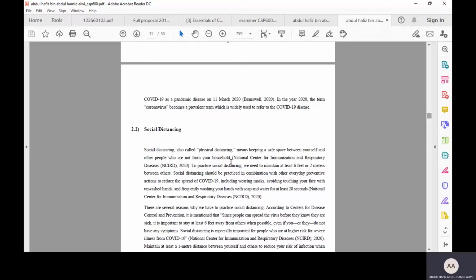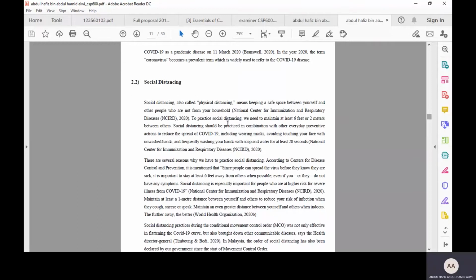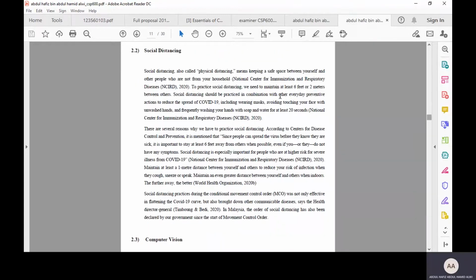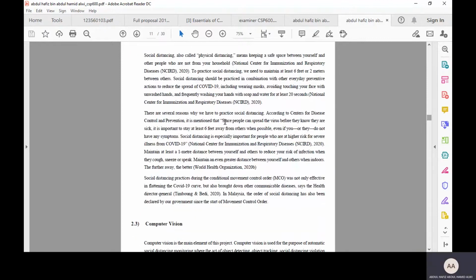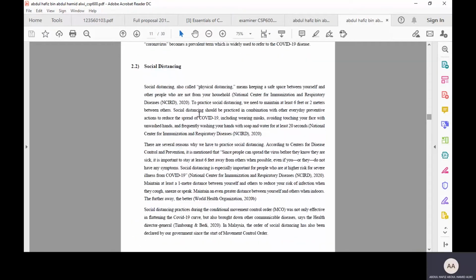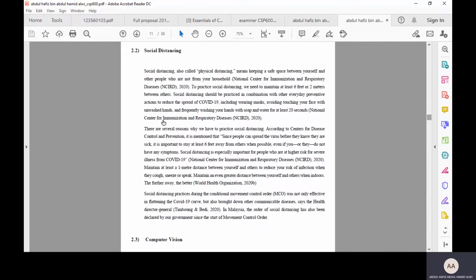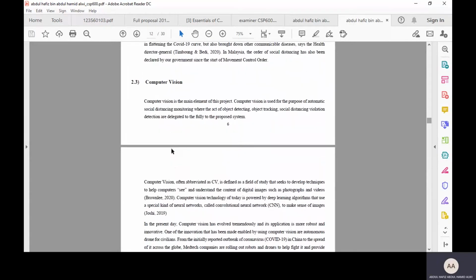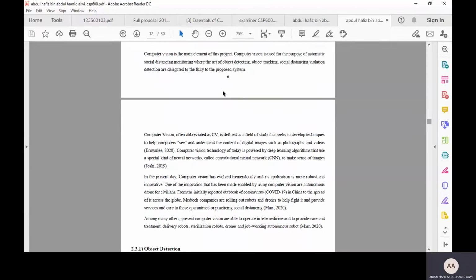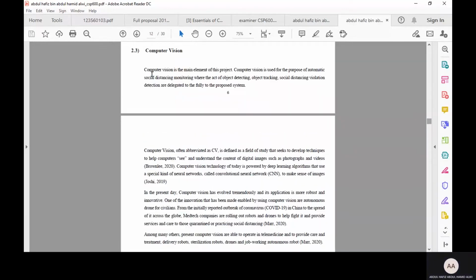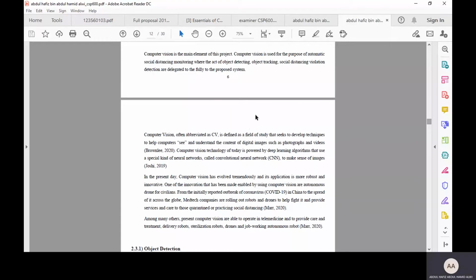Second one is social distancing. So this is where I look for information on how, what, and why we need social distancing and how it affects us. This is all the things that are discussed in 2.2. In 2.3 is computer vision. We explain the origins of computer vision and the current machine learning and deep learning techniques that are being used in it.